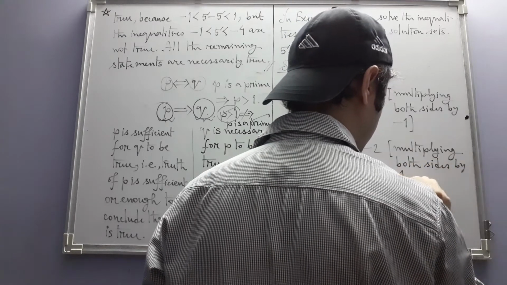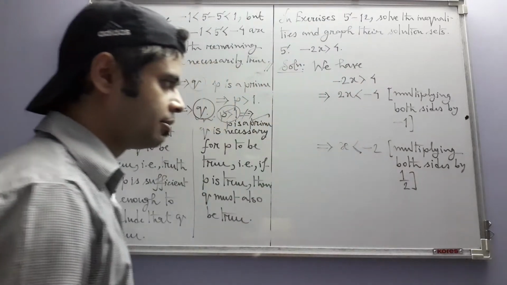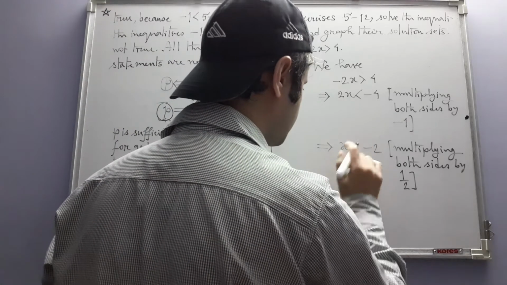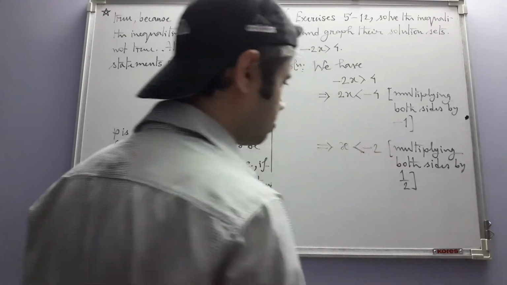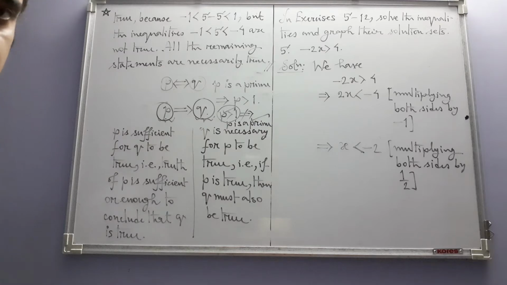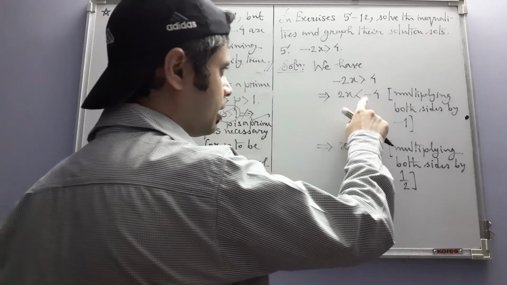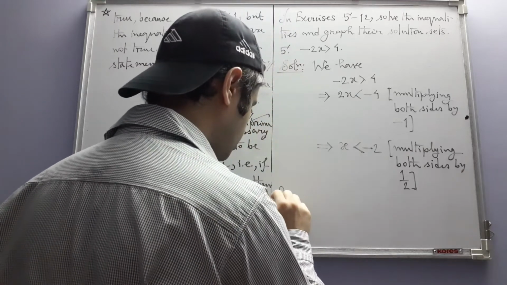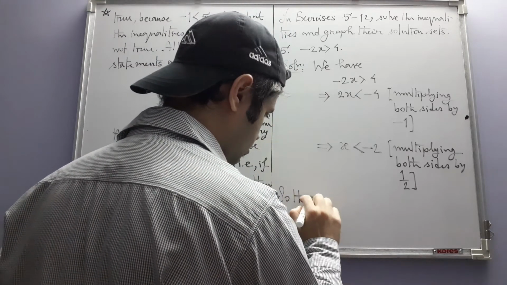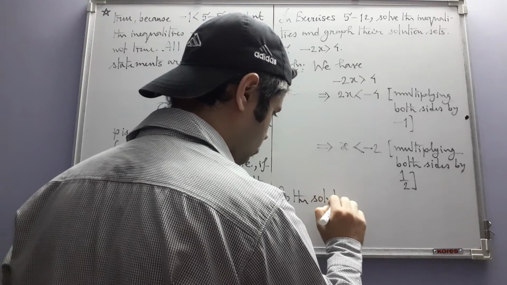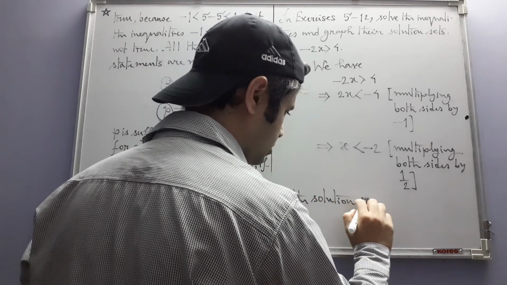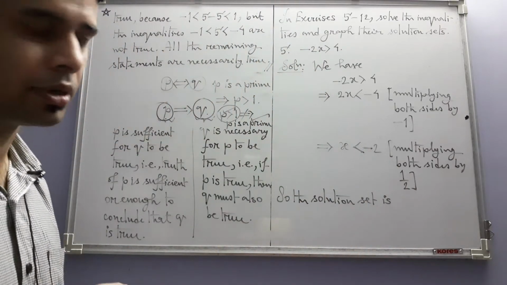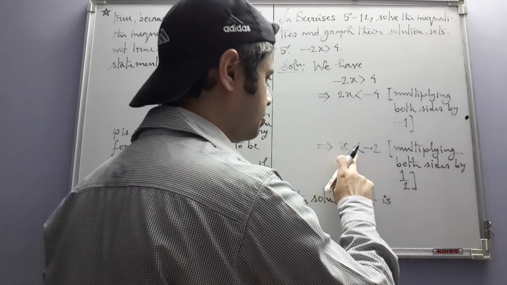Multiplying both sides by 1 divided by 2, now the inequality does not get reversed because 1 upon 2 is a positive real number, and on this side we will have minus 2. So the solution set is the set of all real numbers, and in fact you can see that you can go back.